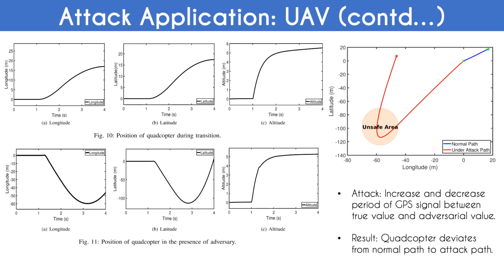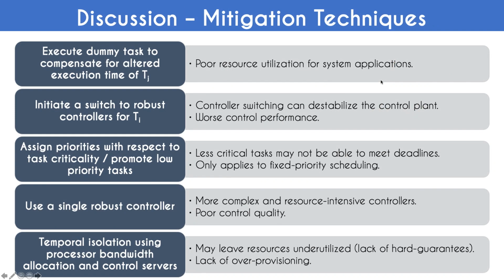And apart from this, what they also did is modify the position of the UAV, apart from just upsetting the UAV system. So here, they increased and decreased the period of the GPS between the true value and a particular adversarial value. And by doing this, they observed they are able to modify the trajectory of the UAV. So the blue line that you see is the normal path that the UAV should take. However, after the attack, as you can see, the UAV deviated from the path and it went through an unsafe area. So what are the mitigation techniques?